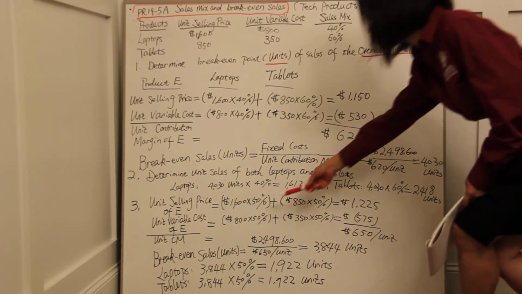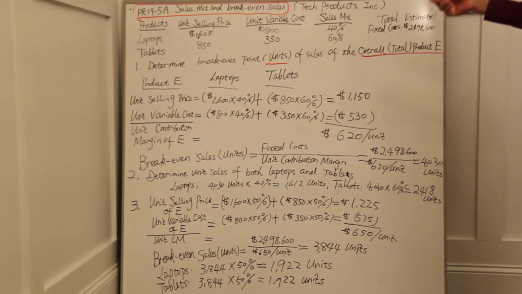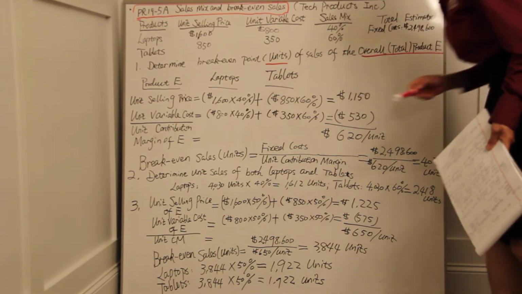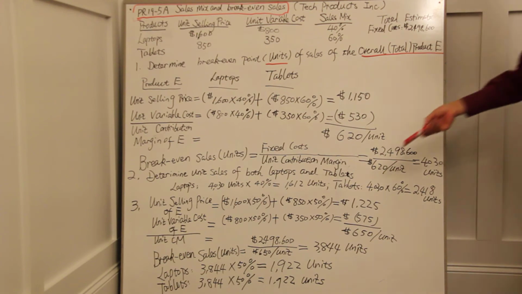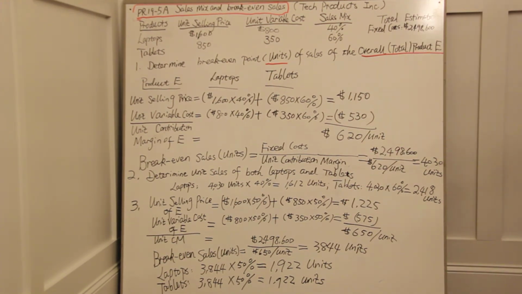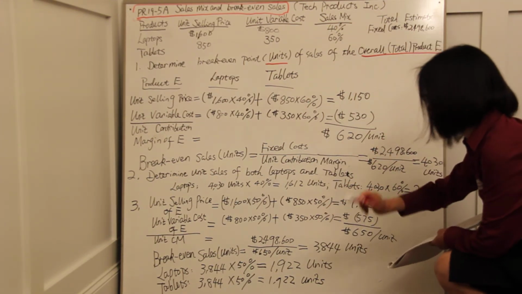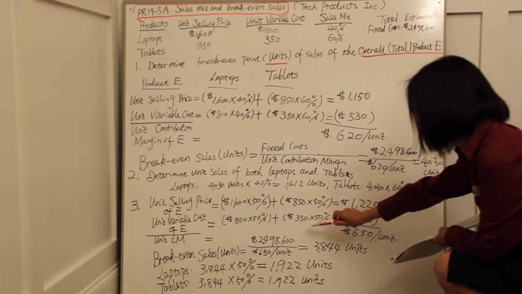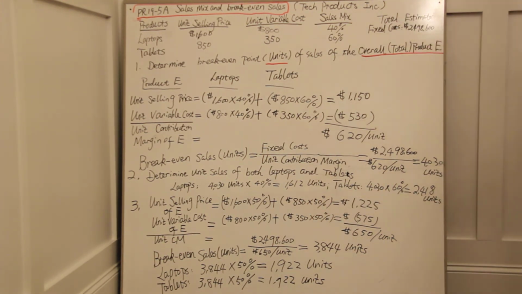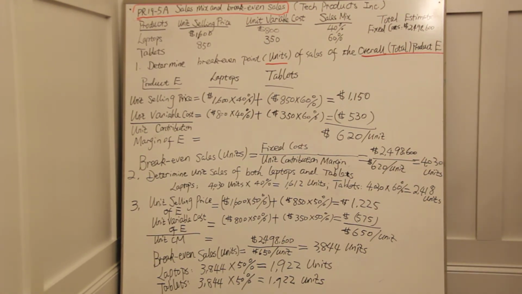So it equals $800 unit variable cost for laptops times sales mix 50%, plus the tablets' unit variable cost, 350, times sales mix 50%. We got $575 per unit. That is the unit variable cost for product E.